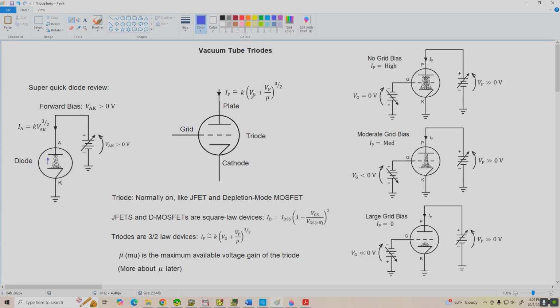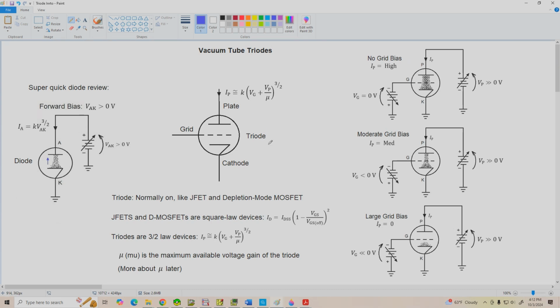Now, mu is what's called the amplification factor for the triode, and this is basically the maximum possible voltage gain that the triode can have. It's a fundamental triode parameter.